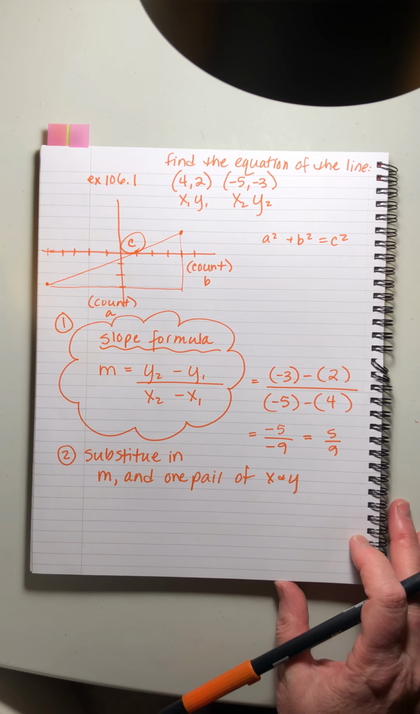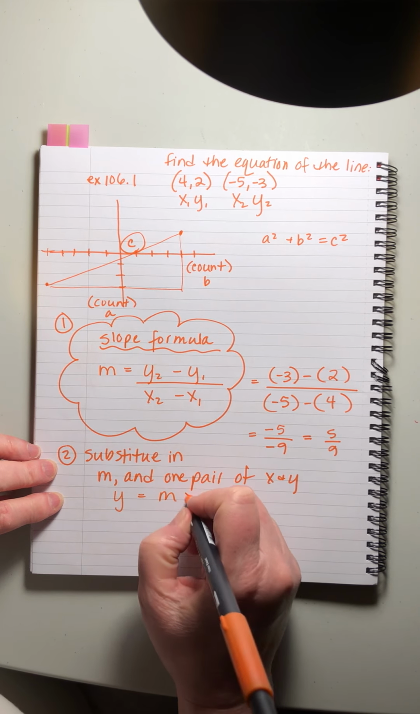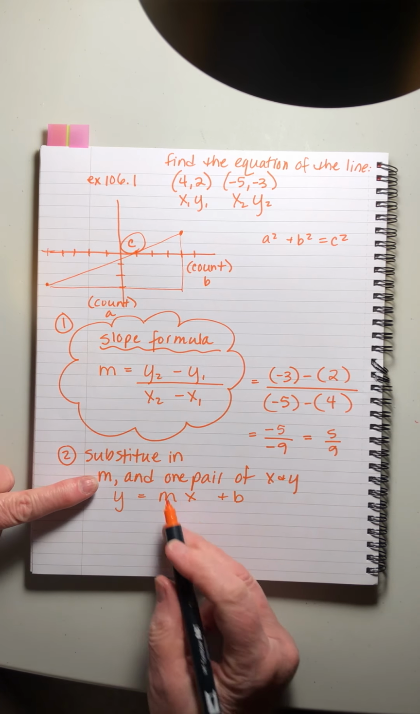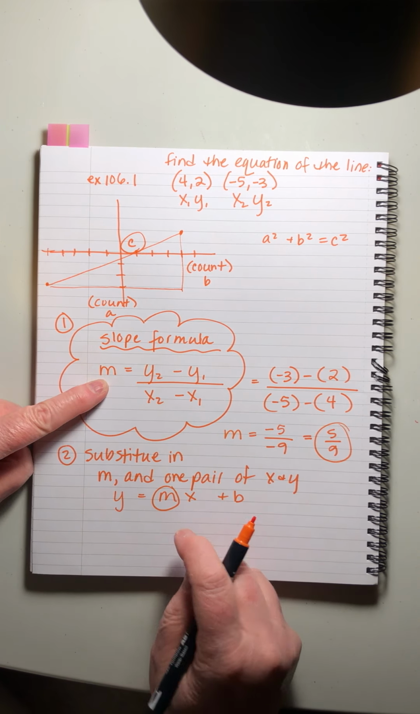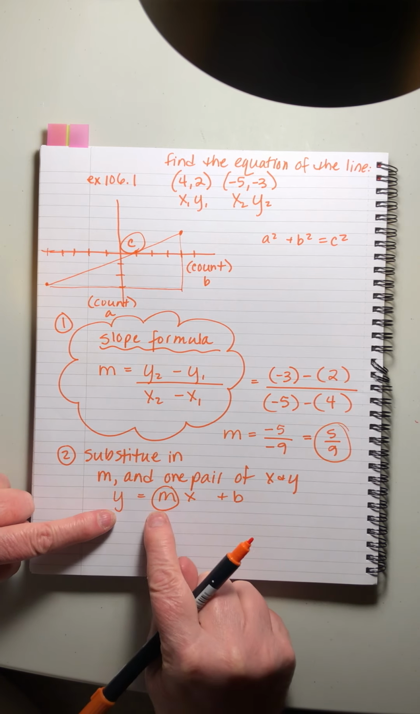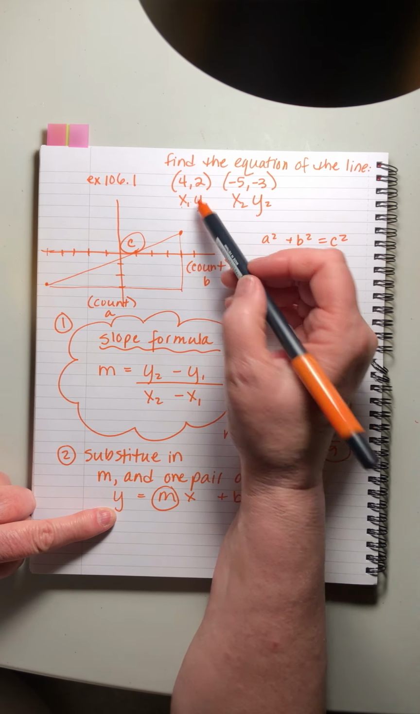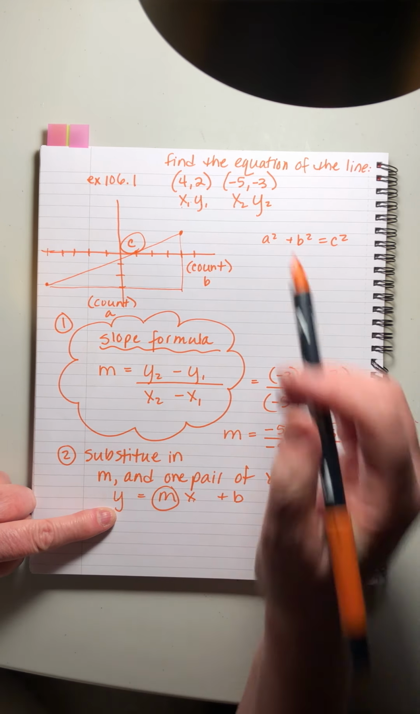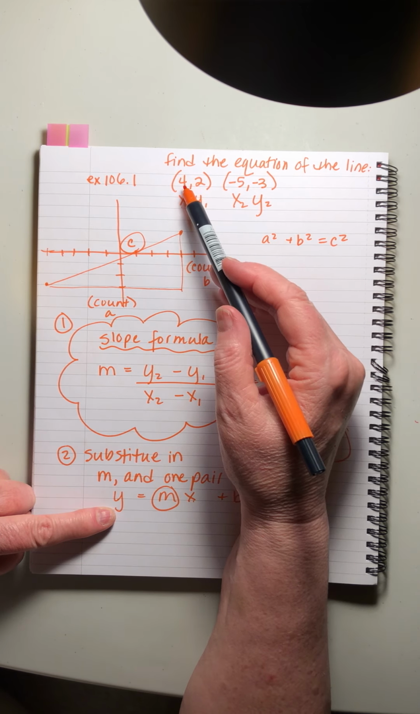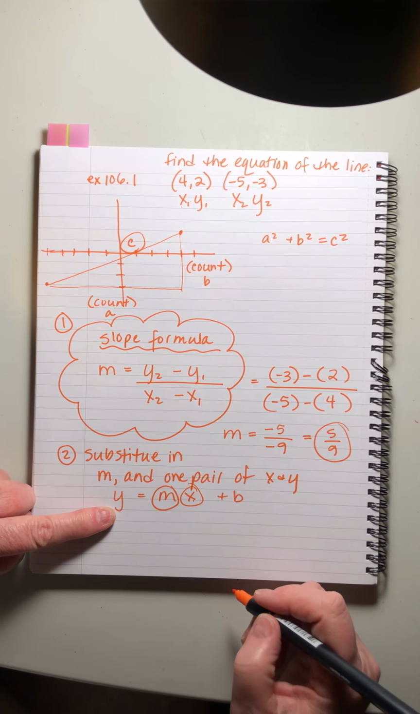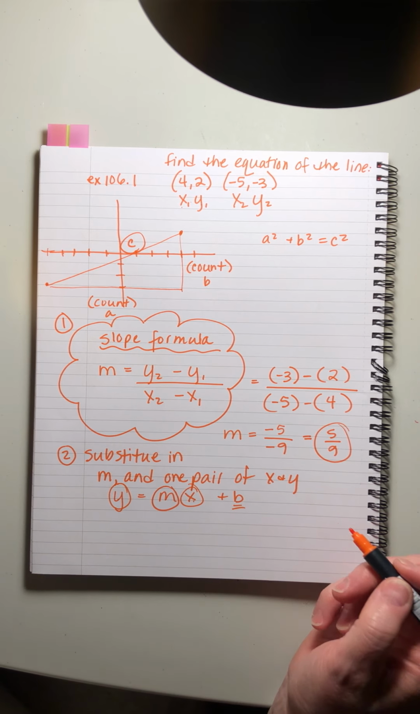Okay, so now we're going to take our y equals mx plus b beast, and we're going to substitute in M, which we found right here, right? There it is. And then we're going to substitute in one of these pairs, X and Y. Choose whichever pair you like. I always look for the one that I think looks easier. So I'm going to put in 4 for X and 2 for Y. And the B will stay the same, and that's what we're going to solve for.